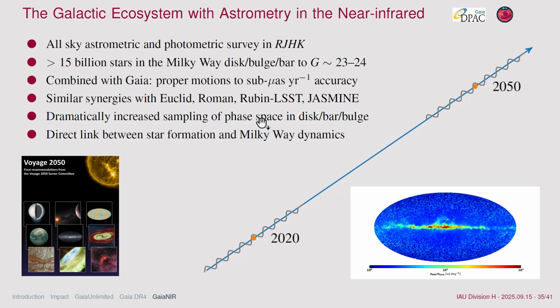I think one of the powers of Gaia that I pointed to before, the dense sampling of phase space, can now be applied in the infrared to the inner parts of the disk, and of course also the bar and the bulge, and therefore directly link star formation and Milky Way dynamics. And the image in the bottom right shows the increase in the number of stars, the factor more that you get as a function of position on the sky, where of course, especially in the Milky Way disk, we expect orders of magnitude more stars to be visible when you go to the infrared.